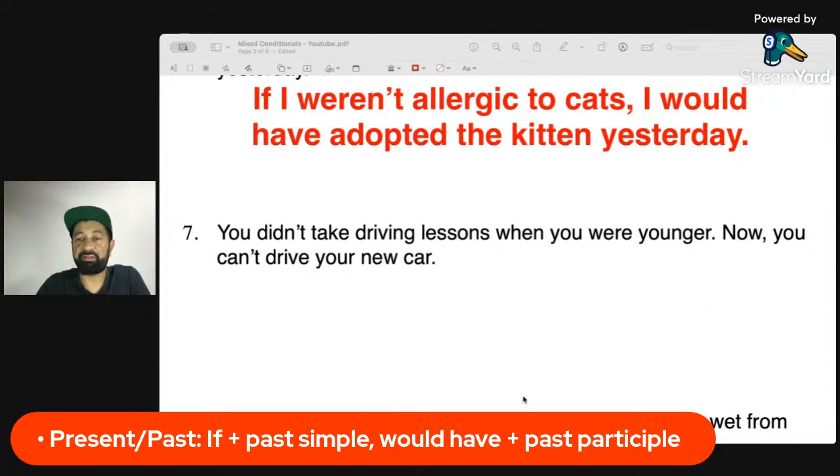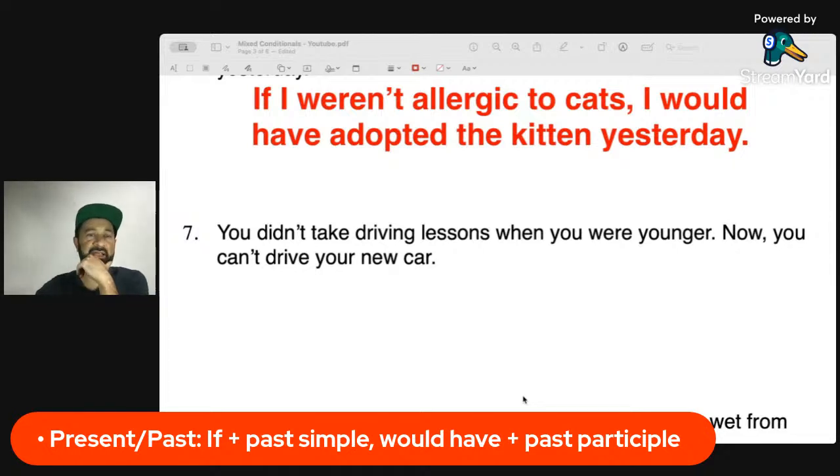If I were not allergic to cats, I would have adopted one of them for my house. For my house. You don't adopt them in your house. You adopt them to bring to your house. That's for your house. To your humble abode. Nice.